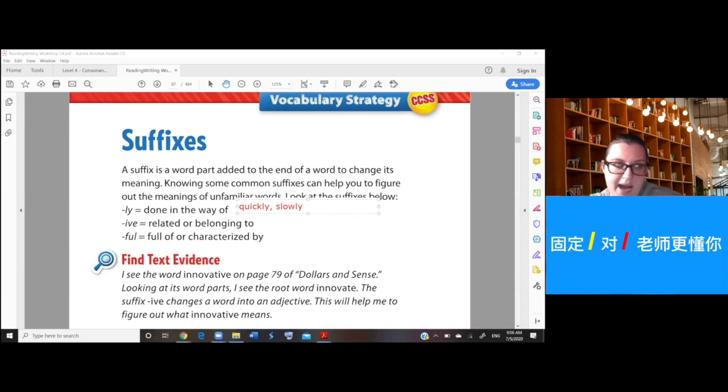We have I-V-E. Related or belonging to. Related, or belonging to.